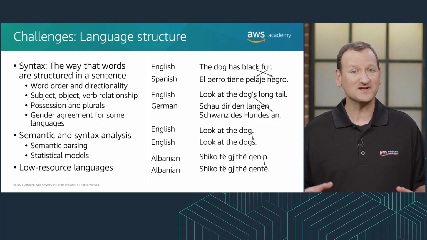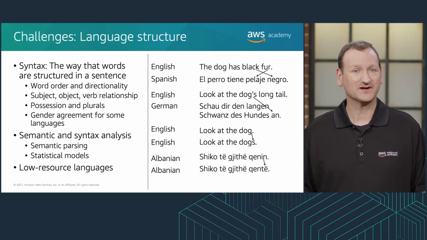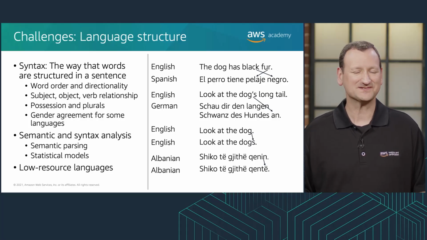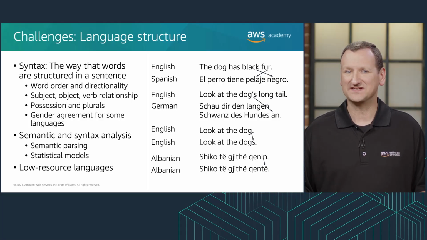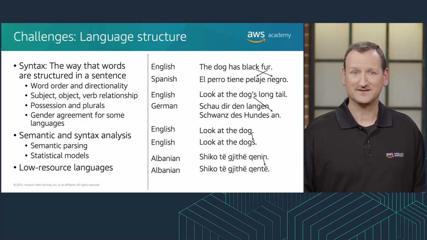Expression of plurals is another factor that changes between languages. Whereas many English words create a plural by simply adding an S, other languages change multiple letters. In the Albanian example you see here, the IN changes to TE with an umlaut.